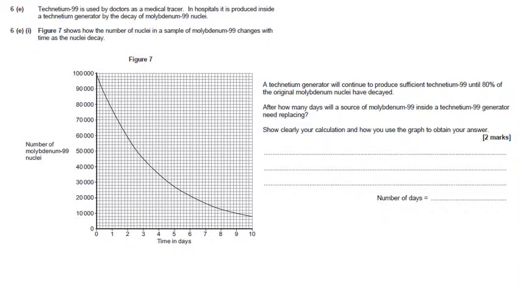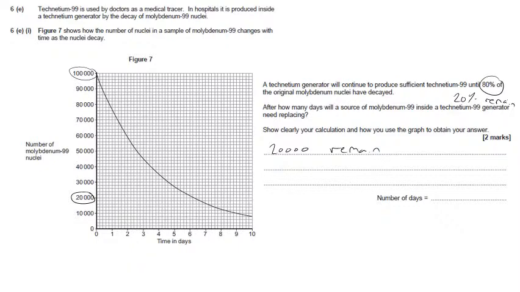So technetium-99 is used in medical physics, and it's produced by the decay of molybdenum-99. A technetium generator will produce sufficient technetium until 80% of the molybdenum nuclei have decayed. That means that 20% of them remain, and if we started off with 100,000, 20% of 100,000 is 20,000. So 20,000 remain.